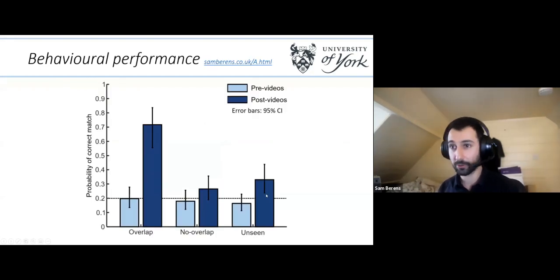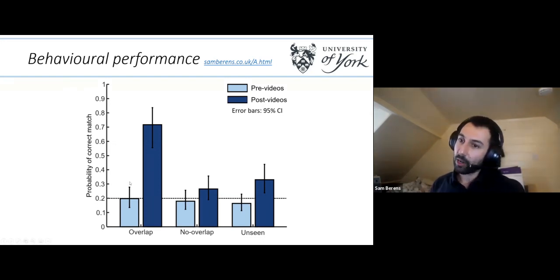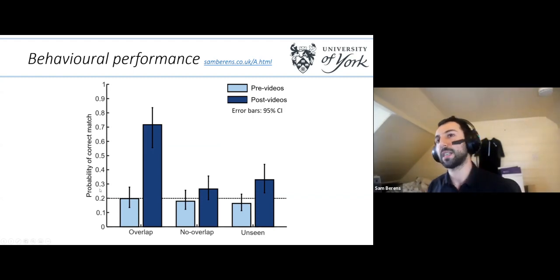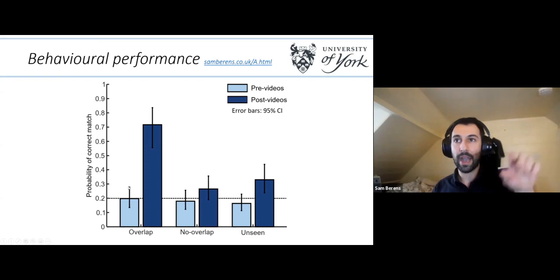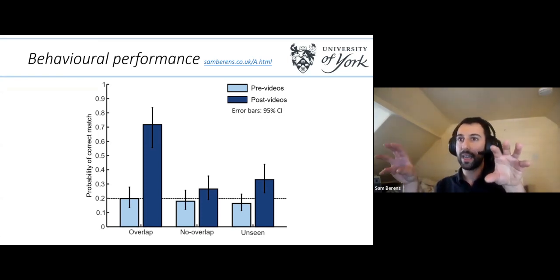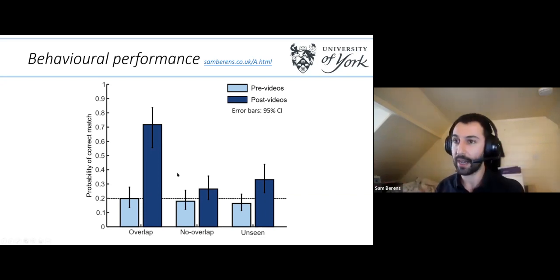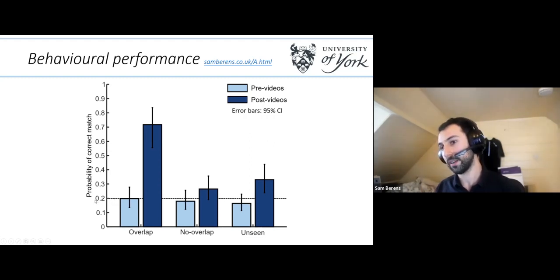I'll talk about the behavioral performance on those behavioral tasks first. Along the y-axis here, I'm plotting the probability of a correct match, so the probability that given a Q image, you can identify the target image which was from the same location as that Q. Chance level, all things being equal, is at 0.2, one out of five, because there were five alternatives. You can see that before the videos were shown, everyone was at chance at doing this scene matching task. But after the videos were shown, you see this big increase in the probability of a correct match in the overlap condition, and to some extent a smaller increase in the no overlap and unseen conditions.